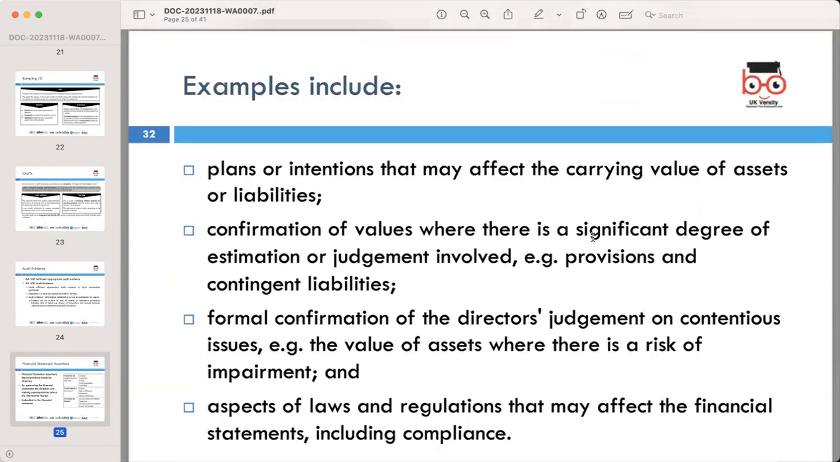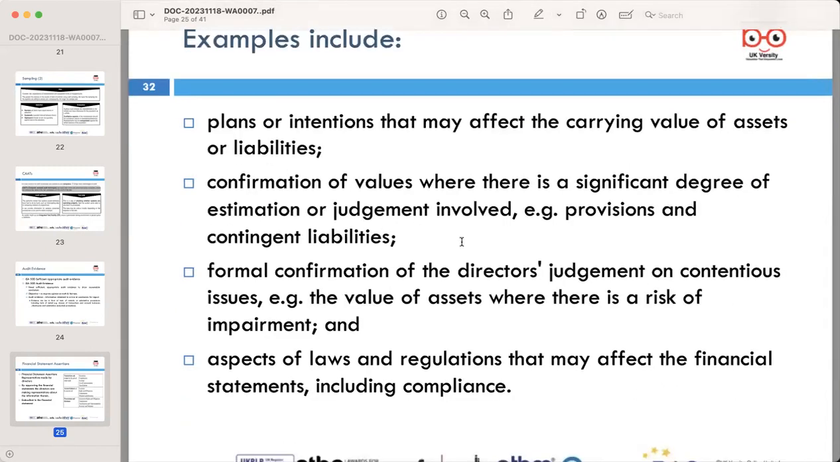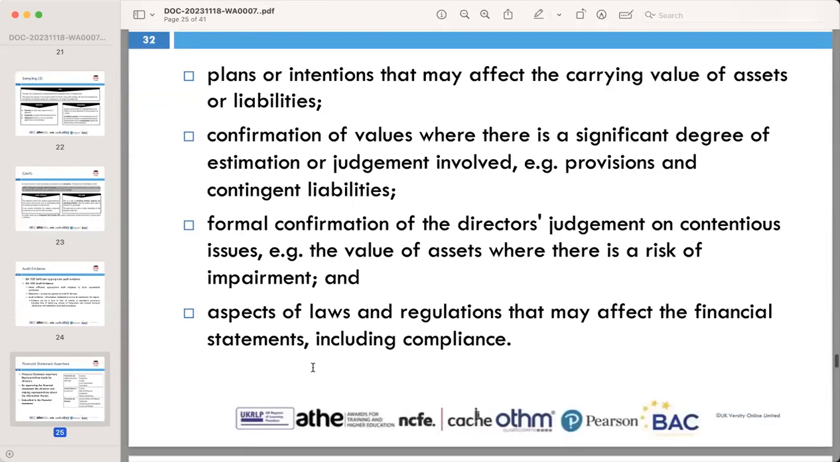Examples include plans or intentions that may affect the carrying values of assets, confirmation of values where there is a significant degree of estimation or judgment involved, formal confirmation from the directors, and instances of non-compliance with laws and regulations that may affect the financial statements, including compliance.